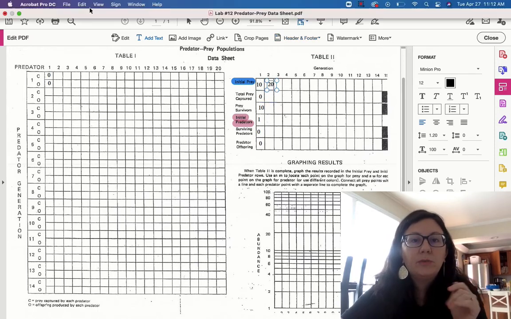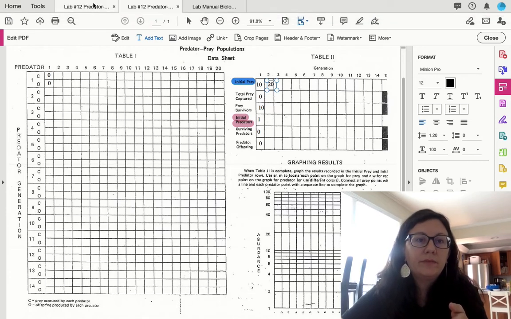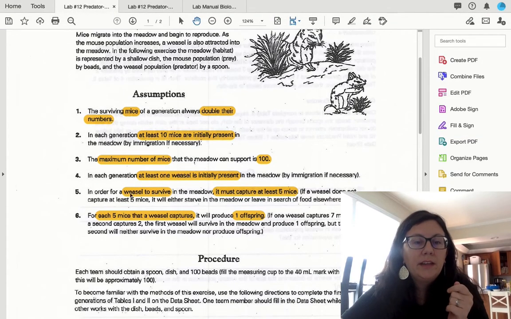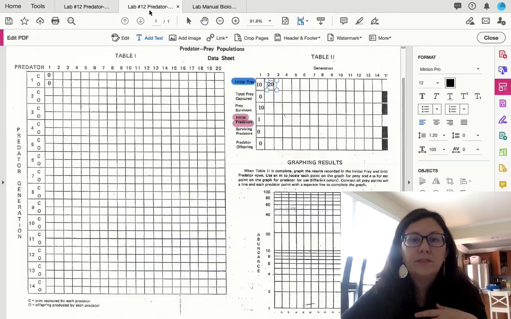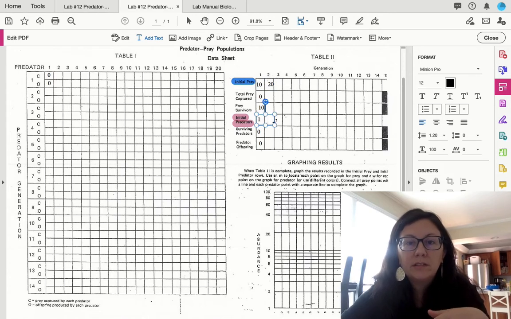Let's go to the second generation. Let's see what happens in the second generation. In the second generation, as there were no predator survivors or offspring, we will assume that another weasel immigrates into the meadow. So, initial predators is 1.